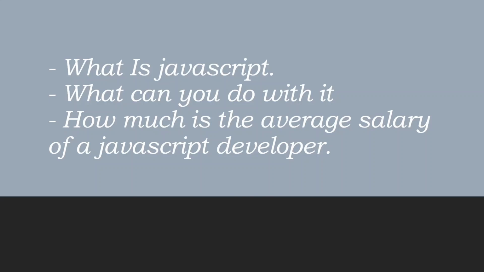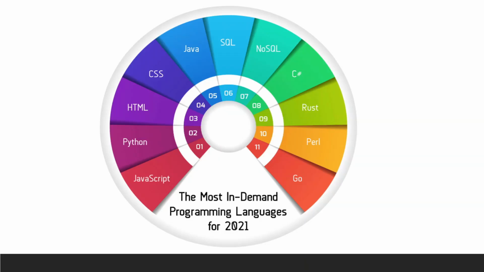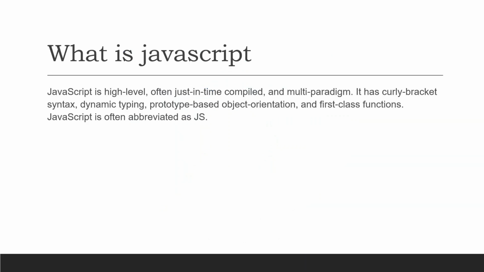So let's get started. JavaScript is one of the most in-demand programming languages in 2021. You can see it is with Python, HTML, CSS, Java. All of these languages are also like JavaScript, but they are used for other things. So what is JavaScript? JavaScript is a high-level, often just-in-time compiled and multi-paradigm language. It has curly bracket syntax, dynamic typing, prototype-based object orientation, and first-class functions. JavaScript is often abbreviated as JS.